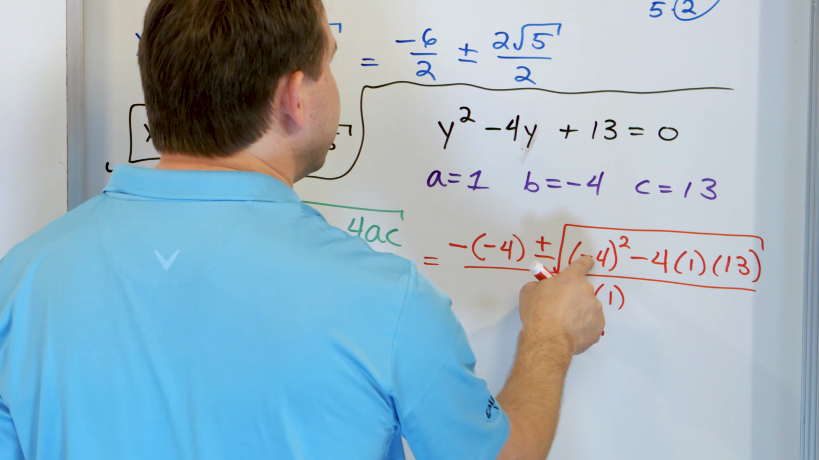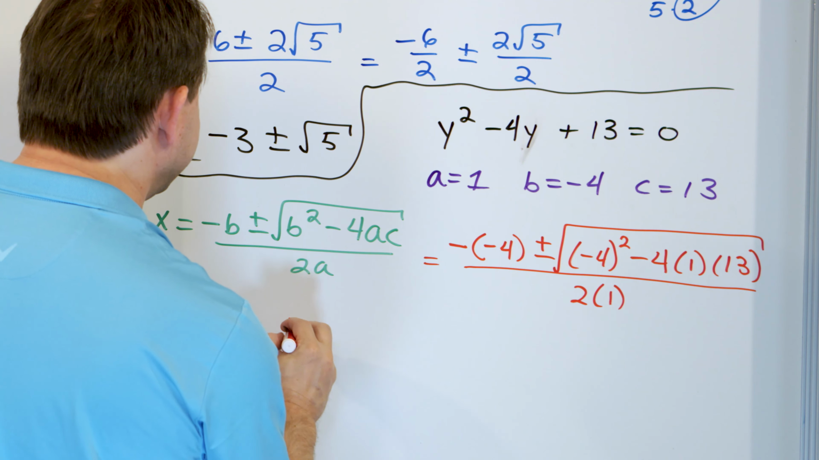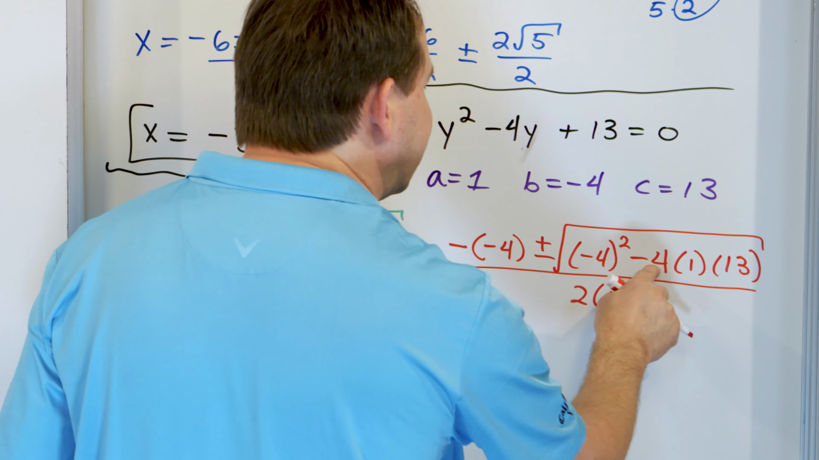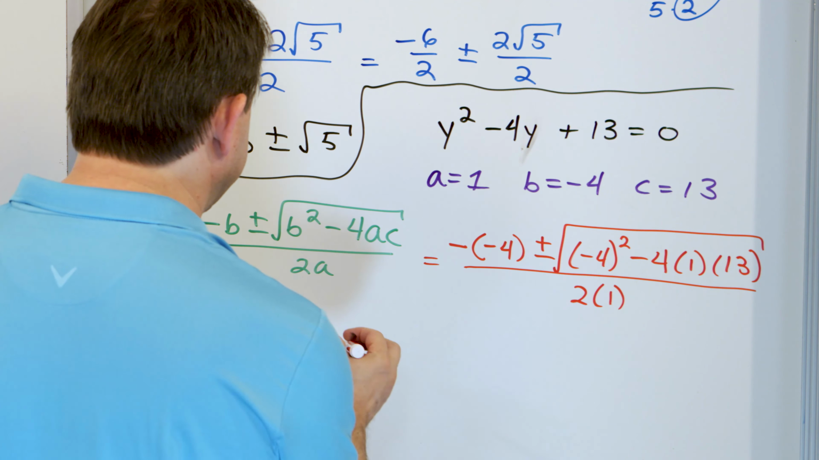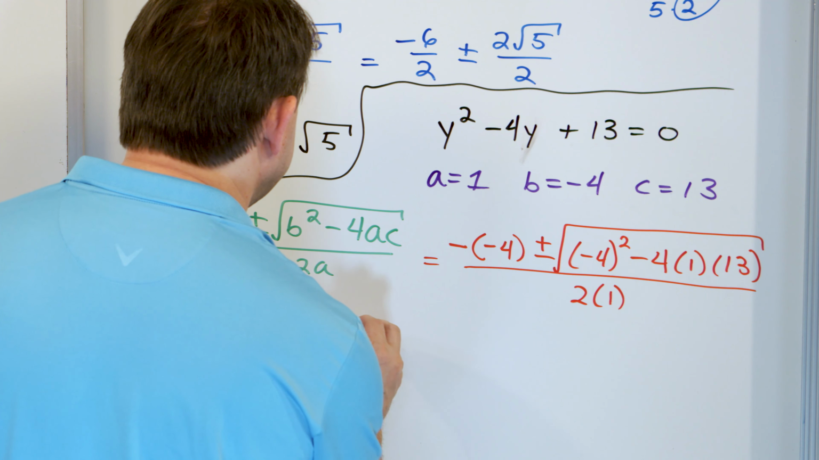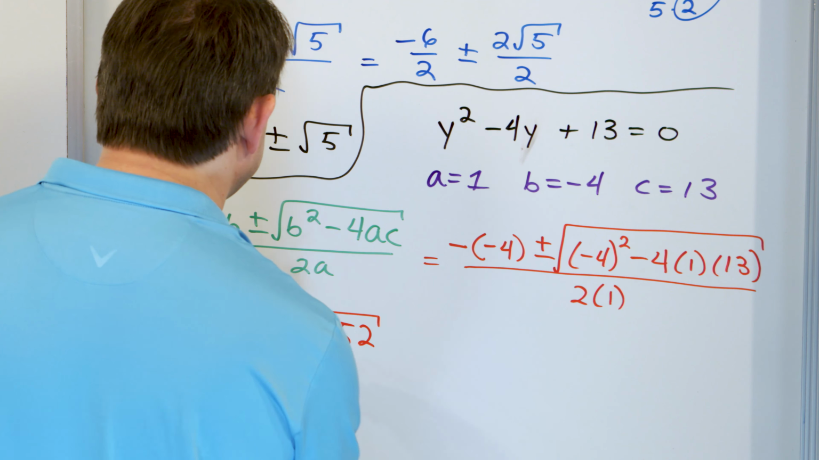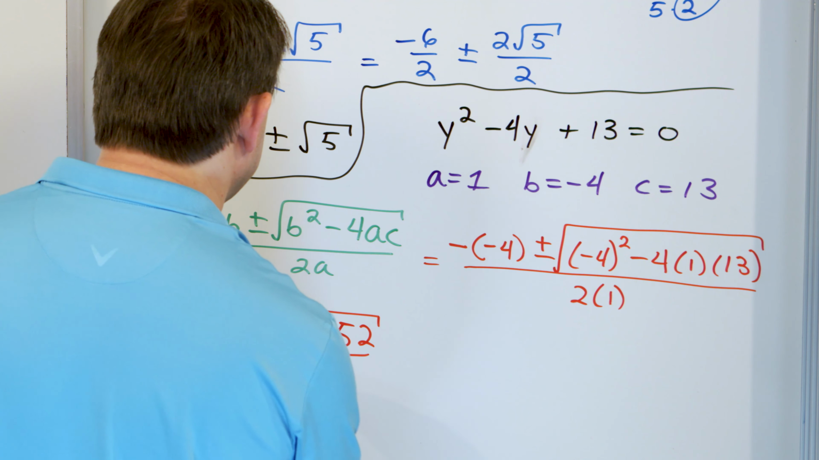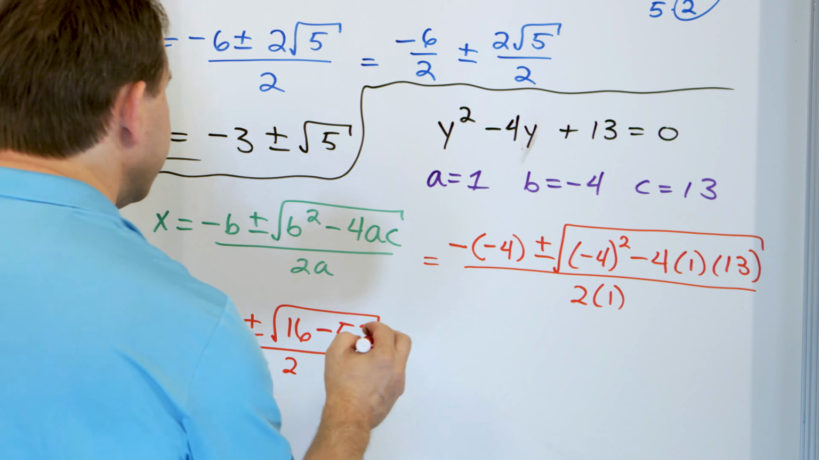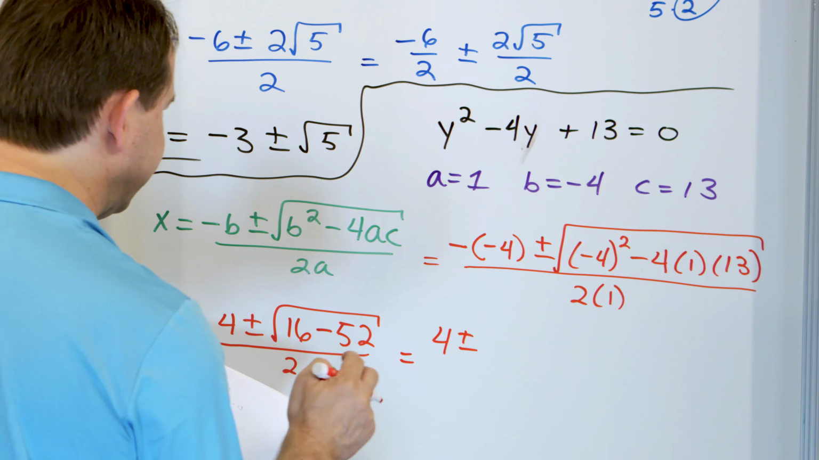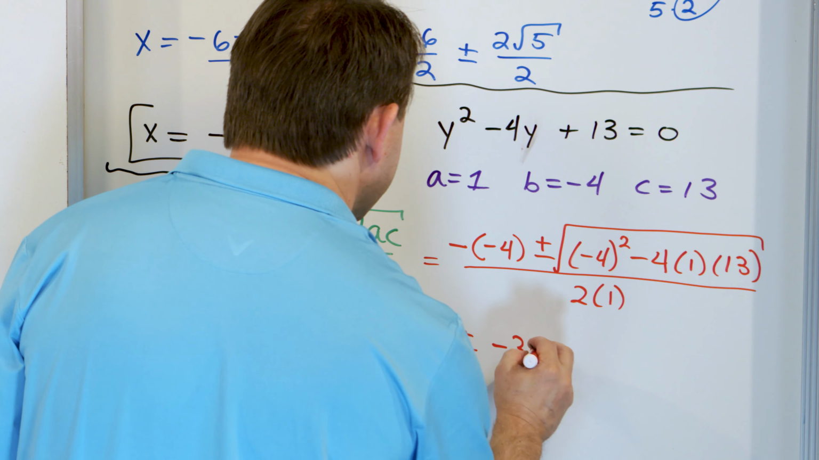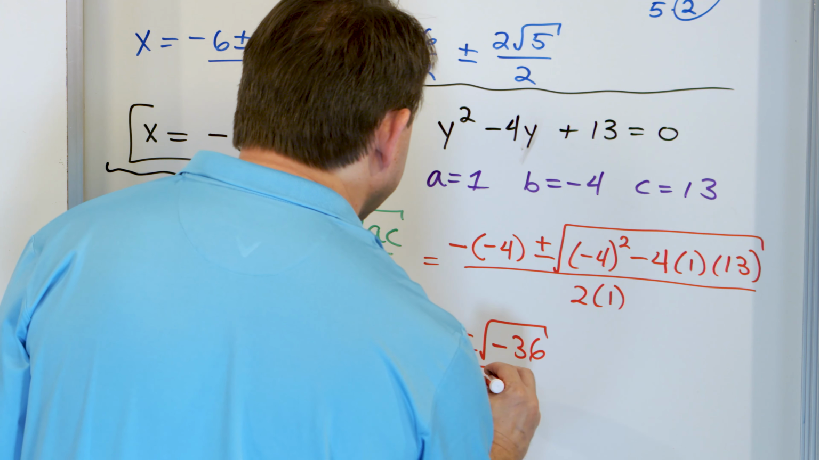On the inside, negative 4 squared is positive 16. Then you have a minus 4 times 13. 4 times 13 is 52. So you're going to have 16 minus 52. You have a square root that lives around that whole thing, and on the bottom, it's going to be over 2. So then, continuing on, you'll have 4 plus or minus the square root of 16 minus 52, which is negative 36, but we still have a square root wrapped around that, over 2.